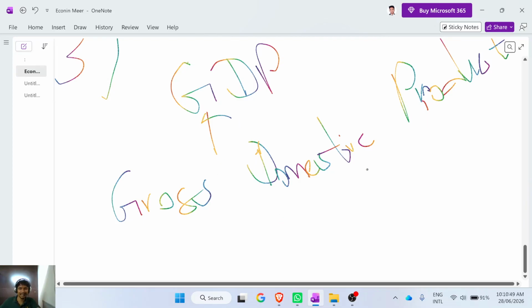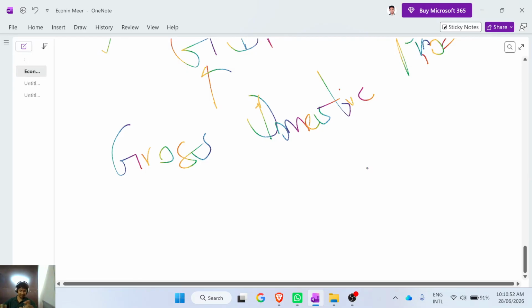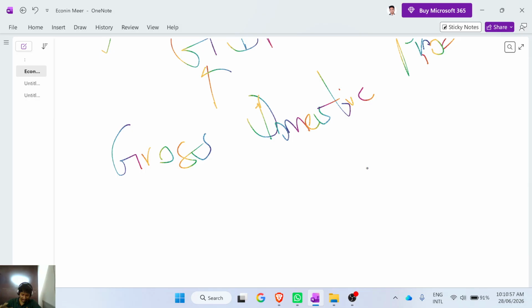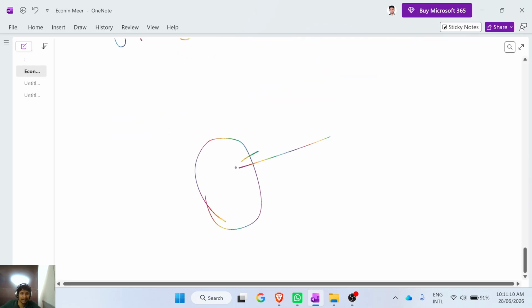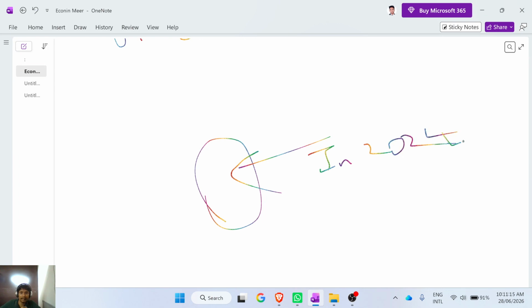GDP means gross domestic product. GDP means the total economic output of a country. For example, this is our Sri Lanka. Assume that in 2024 everyone in Sri Lanka together earned, for example, 100 rupees. Okay, the total income we earned is 100 rupees.